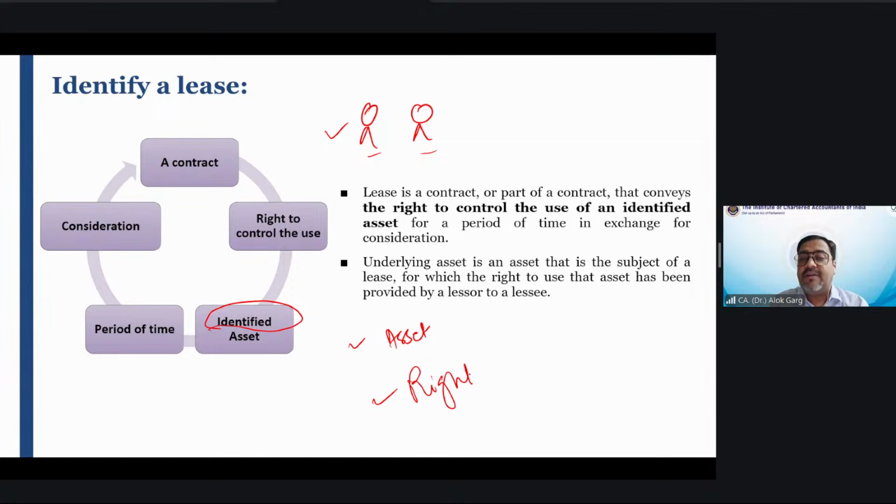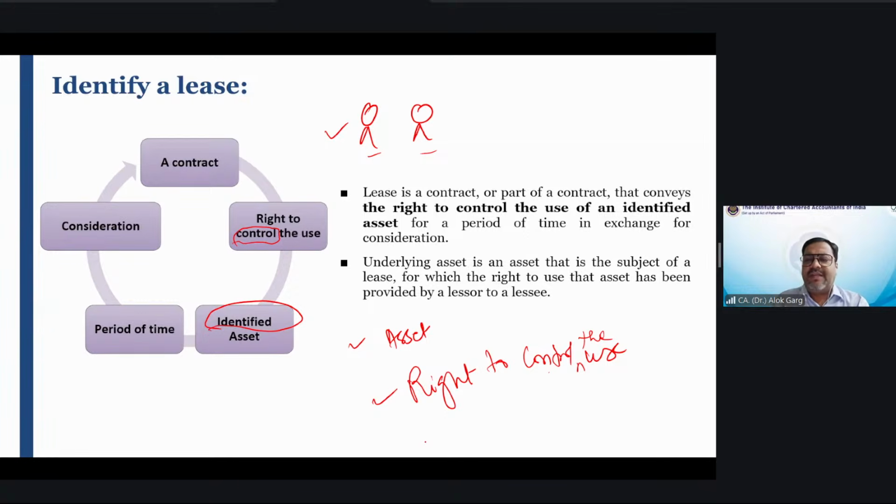In the old standard, the word is right to use, right? But in this new Ind AS 116, the word is right to control the use, okay? Right to control the use. So in Ind AS 116, the word is right to control the use, right? The word is identified asset.